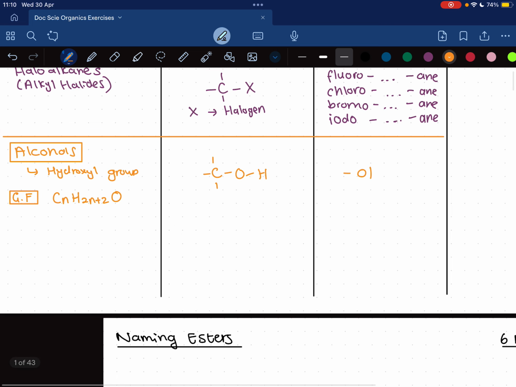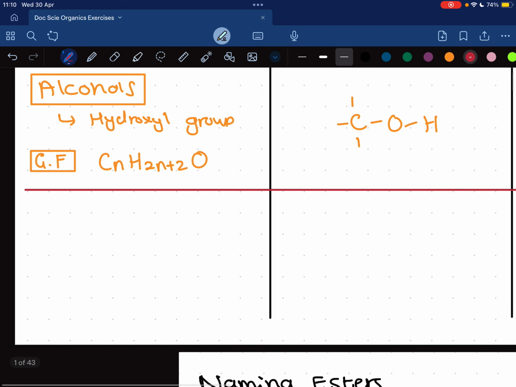The last one then that we looked at just before term ended were the carboxylic acids.